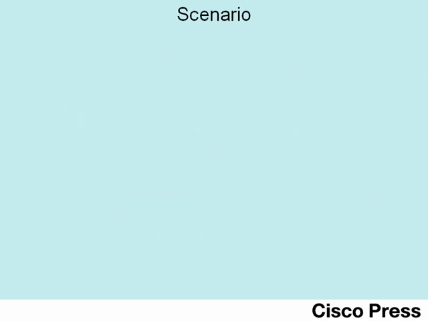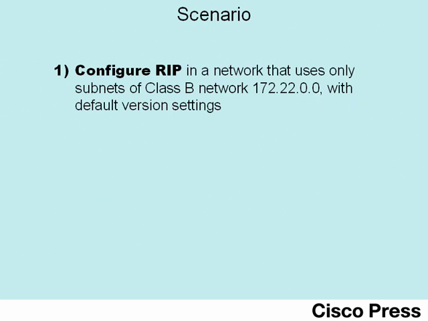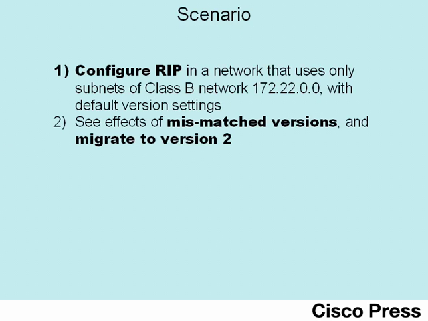This lab uses 2 main scenario steps to demonstrate RIP configuration. The first step shows how to configure RIP while ignoring the version settings so that a couple of routers are using the default version settings. In the second step, we'll see the effects of the mismatched version settings on the routers that use defaults versus a router that's configured for version 2, and then see the steps to migrate so all routers are using version 2.